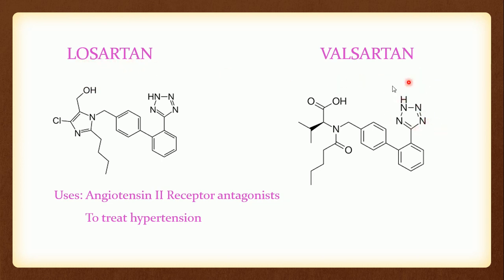Valsartan also contains tetrazole as the basic nucleus, and 2 phenyl rings are attached directly to the tetrazole. Here a methyl group is attached. The methyl group is directly linked with the amino group. This amino group is attached with the butanone structure, and here one isopropyl group is present and one carboxylic acid group. All together they are linked with one central methyl linkage, and then this methyl linkage is attached to the nitrogen. These 2 drugs are angiotensin II receptor antagonists, and they are used in the treatment of hypertension.